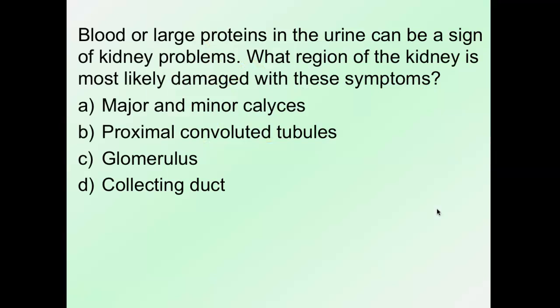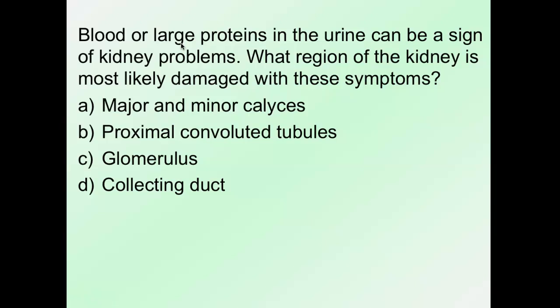So here's the last question for you. Blood or large proteins in the urine can be a sign of kidney problems. What region of the kidney is most likely damaged with these symptoms? Pause it if you want to think about it. The answer is letter C, the glomerulus, because the glomerulus is part of the filtration membrane. Remember, we talked about a coffee filter holds things back. If you're finding blood or large proteins in your urine, your filter is not working, and the glomerulus is part of that filter.